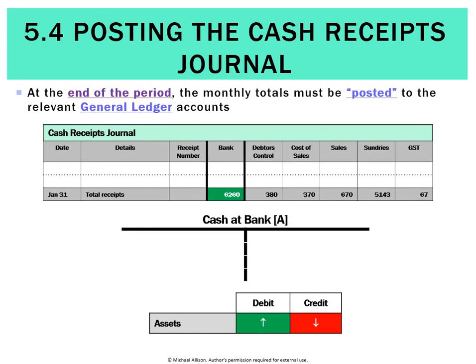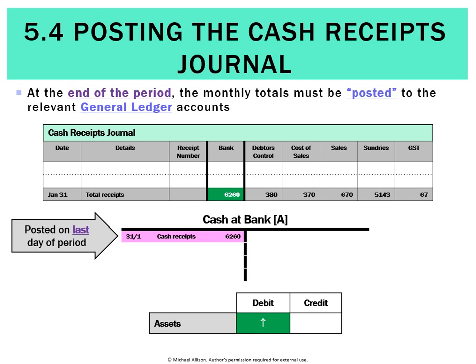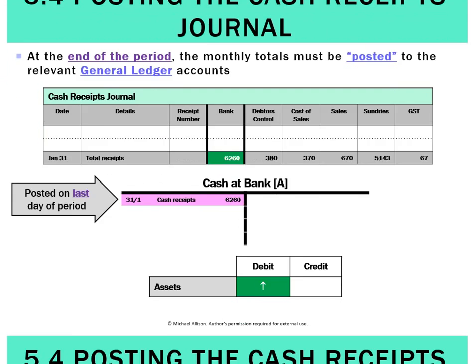So in this case, we've got the total of the bank column. That's all the cash that the business received during the month. So we're now going to post that to the cash at bank ledger. So if we've received money, that's going to increase our cash at bank. So when an asset goes up, that's going to be a debit. We do the date as the last day of the period. The referencing we'll talk about at the end of this video, but for now we'll just worry about doing the date as the last day of the period, in this case the 31st of Jan.